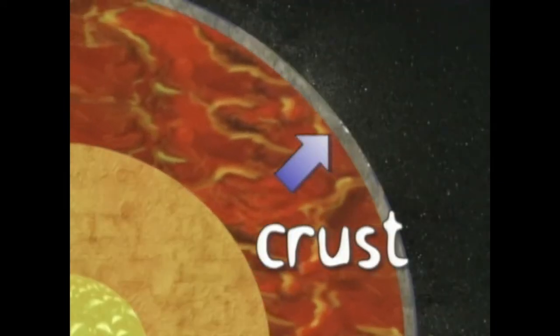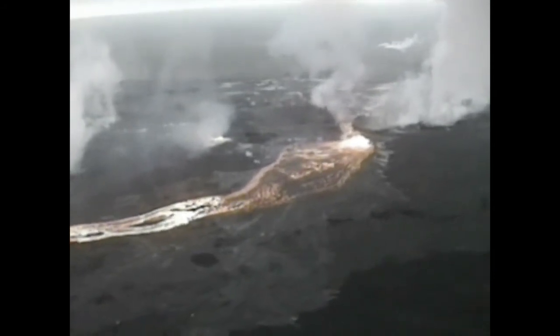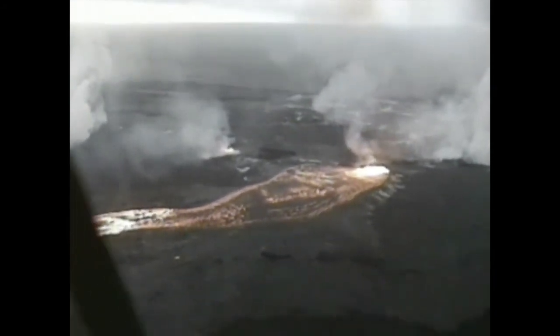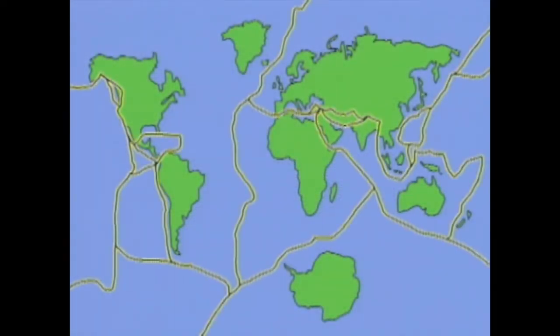The outer layer of the Earth is called the crust. It is a thin, hard, cracked layer of rocks. The crust floats on the mantle below. But the magma inside the Earth is under pressure and will escape through any cracks it can find in the Earth's crust. The Earth's crust is actually made of several huge pieces called plates.